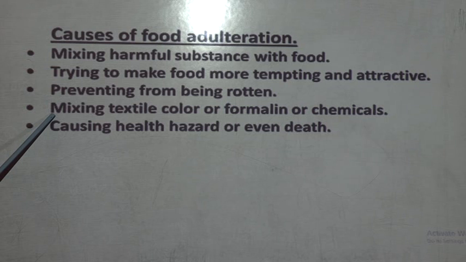Number four, mixing textile color, formalin or chemicals. Different colors like formalin and chemicals are used in foods. These are very harmful for our human body, causing health hazards or even death. If we take this type of adulterated food items, our health becomes affected by different types of disease, and sometimes the ultimate result is death. Because of excessive food adulteration, the ultimate result can even bring different types of death.